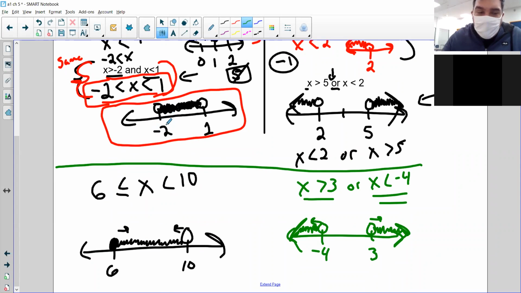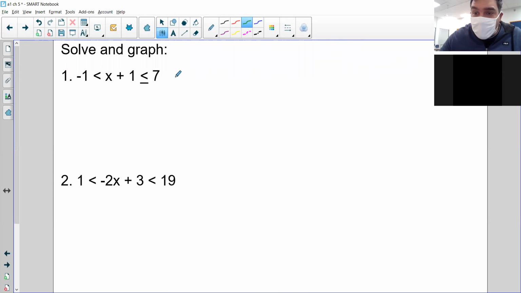Now we're going to put a little algebra into it. So I'm going to the next page. We're going to both solve and graph this. Everyone copy down number 1, and I'll show you how to do it. And then you're going to do number 2 yourself. But everyone copy down number 1, and I'll show you how to do it.